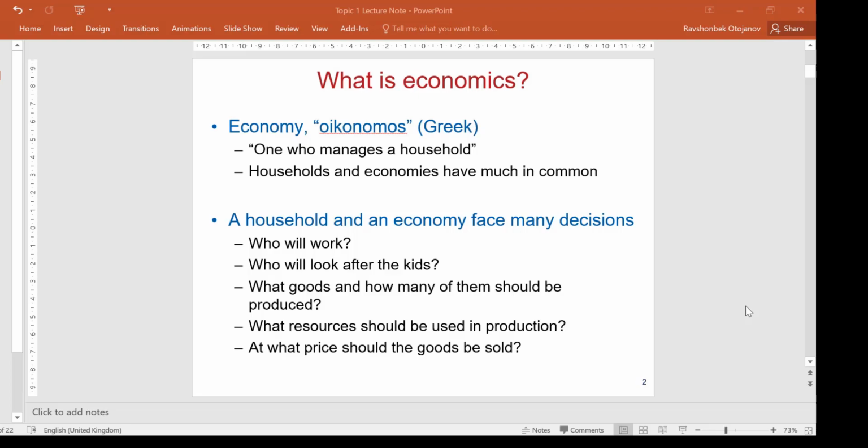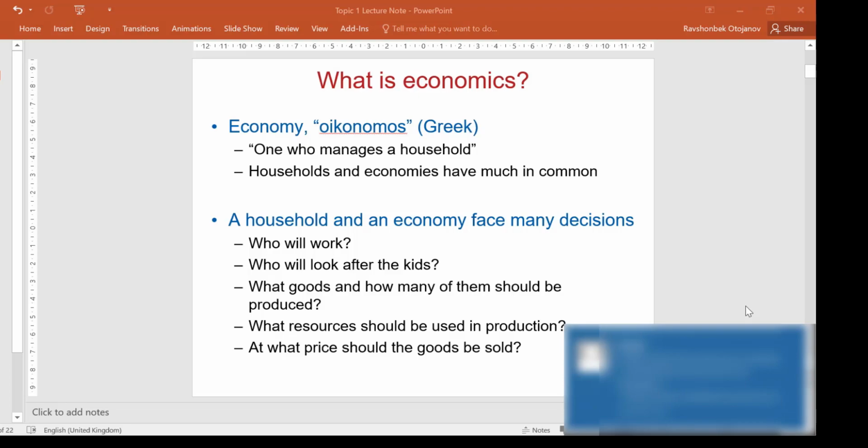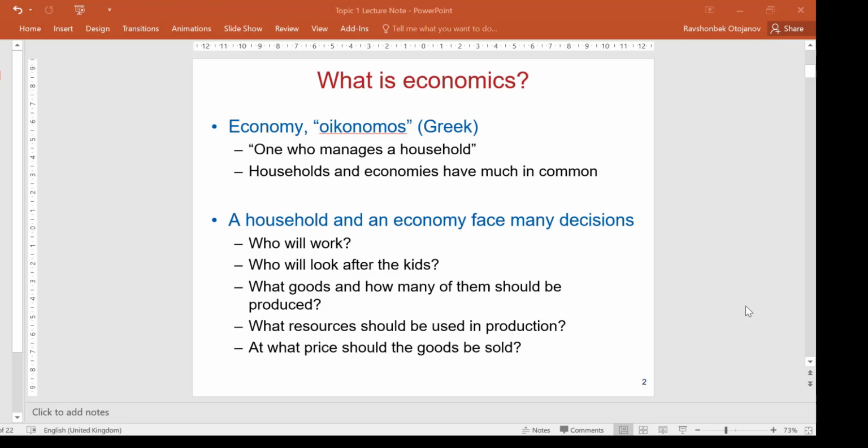Households and economies have much in common. Economies and households try to give a fair share of resources to their members. It's like economies trying to make everyone have a better life, improve the standard of living. Households try to do the same thing. They want to give every child or member of the household an equal, fair share, let's say, of education, clothing. So the process of managing the household or the economy is economics.